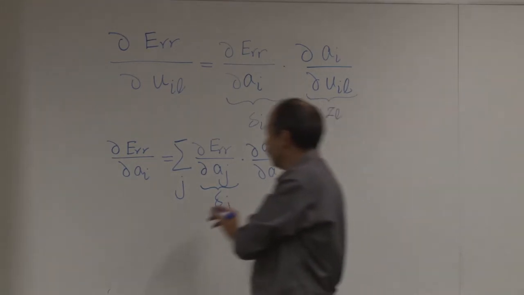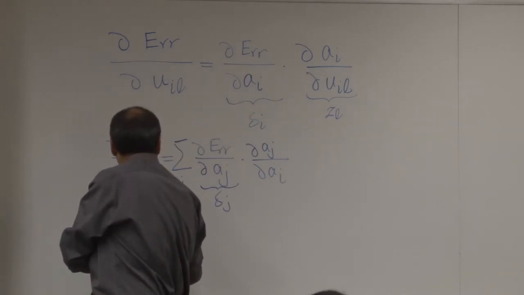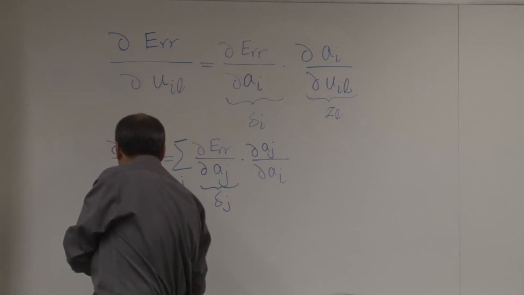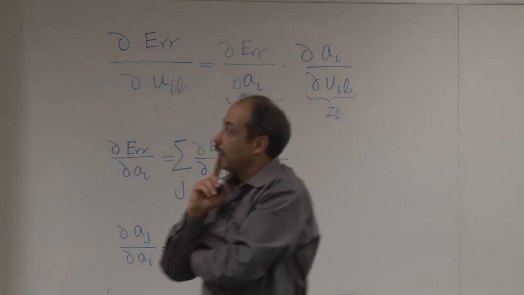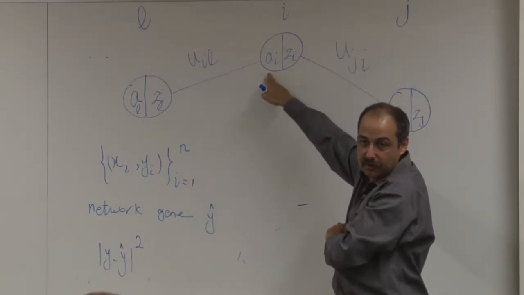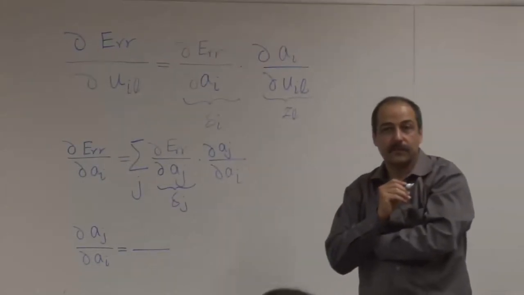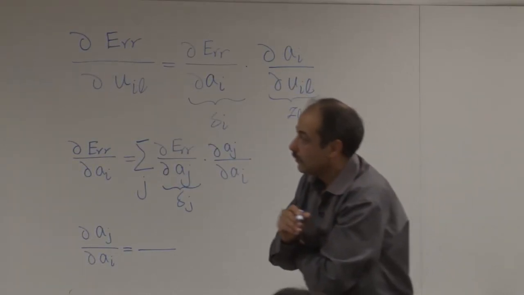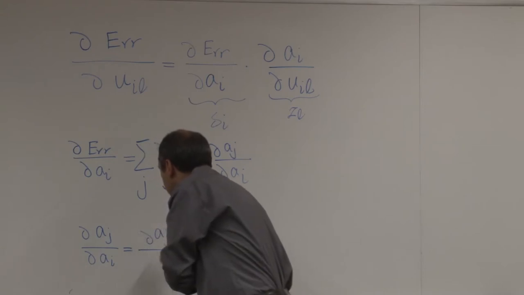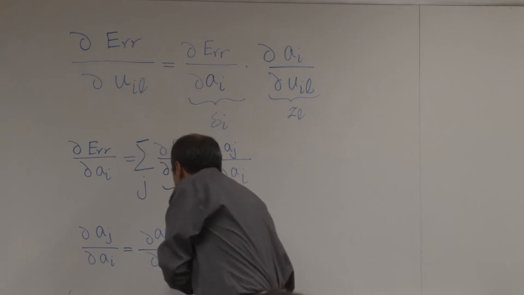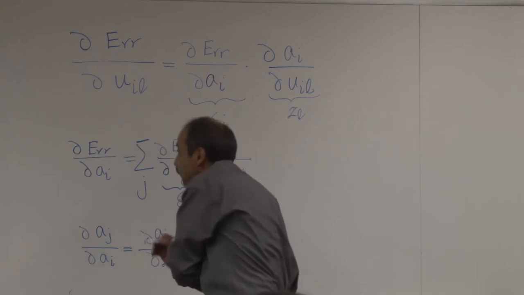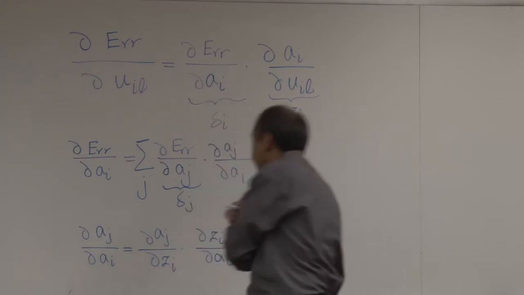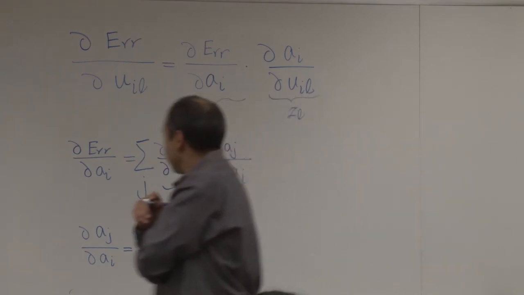So what about the derivative of AJ with respect to AI? I can apply the chain rule again. Do you have any suggestion? How can I write this? I can write it as the derivative of AJ with respect to ZI, and then the derivative of ZI with respect to AI. So what is the derivative of AJ with respect to ZI?